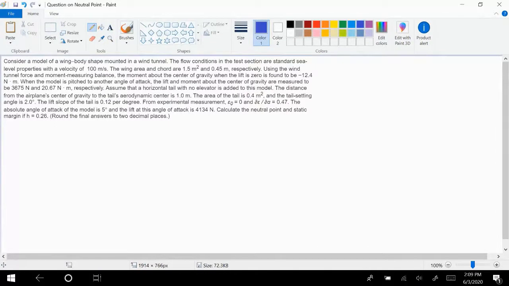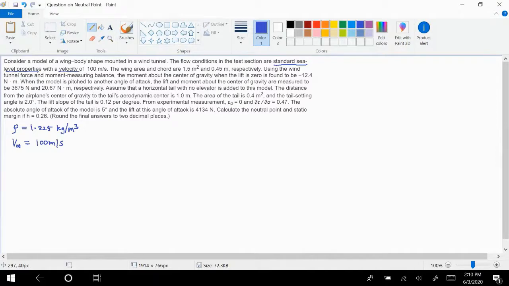So wing body shape basically means an aircraft, a simplified aircraft, maybe some parts are missing. The flow conditions in the test section are standard sea level properties with velocity of 100 meters per second. So this means density is equal to 1.225 kg per meter cube, because it says standard sea level properties. Velocity is equal to 100 meter per second.